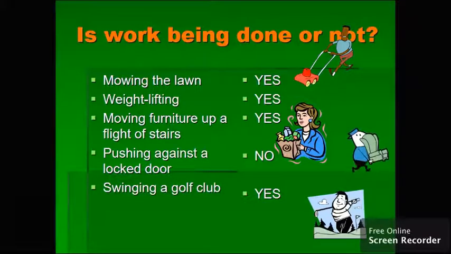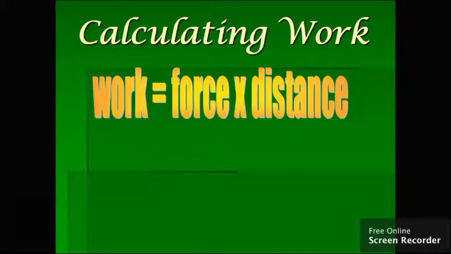What about pushing it against a locked door? No. Swinging a golf club, that is doing work. You're applying a force to the handle and the golf club is moving through a distance. But why is pushing against a locked door not doing work? Because if all you're doing is standing there pushing and the door is not moving, then the distance that the door is traveling is zero. So if you take any amount of force and multiply it by zero, you still get zero.